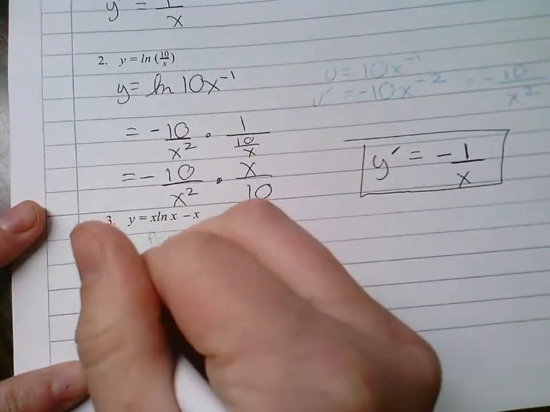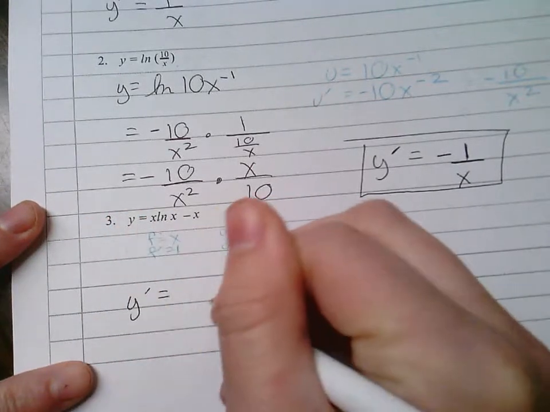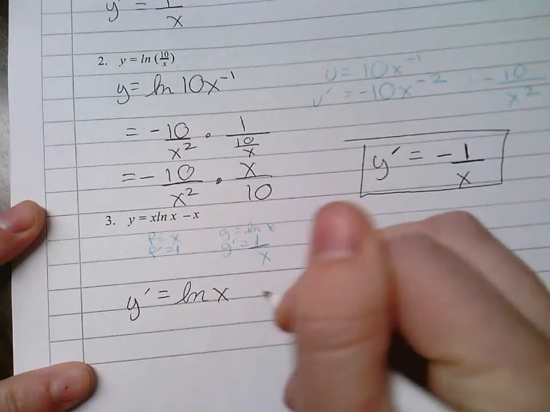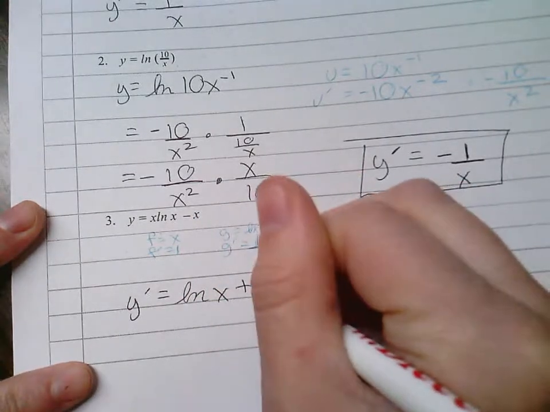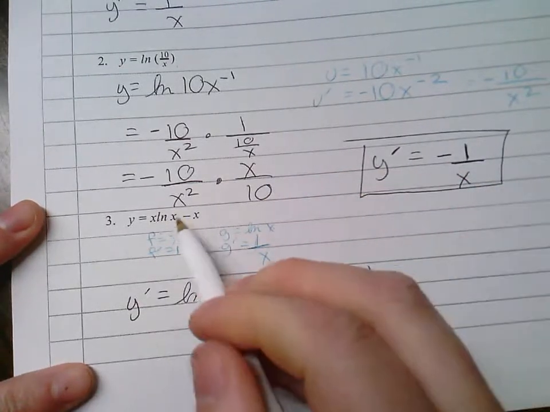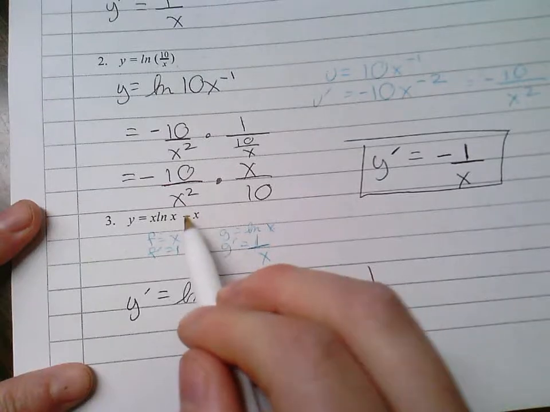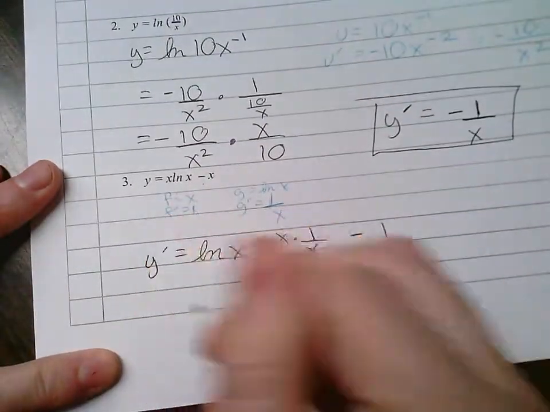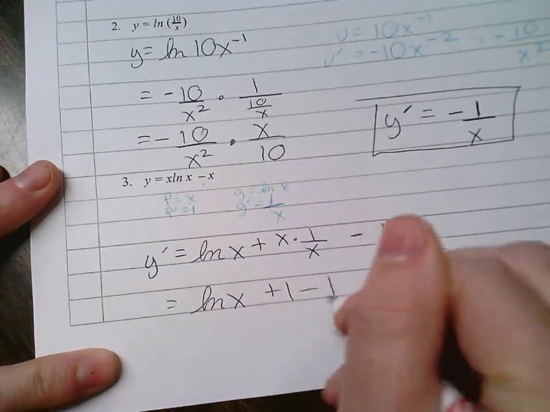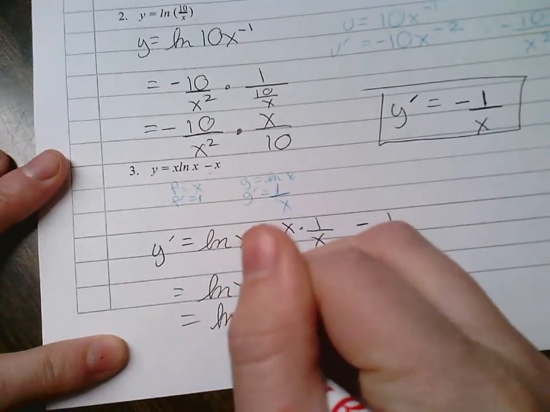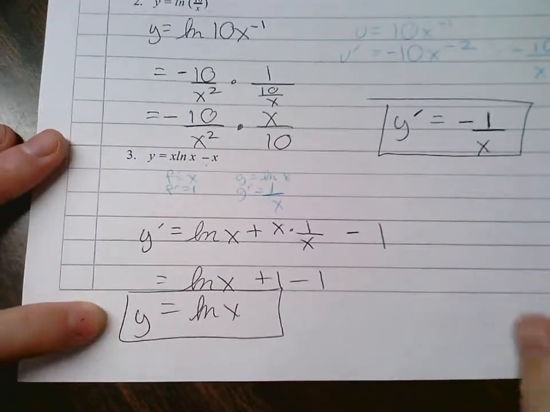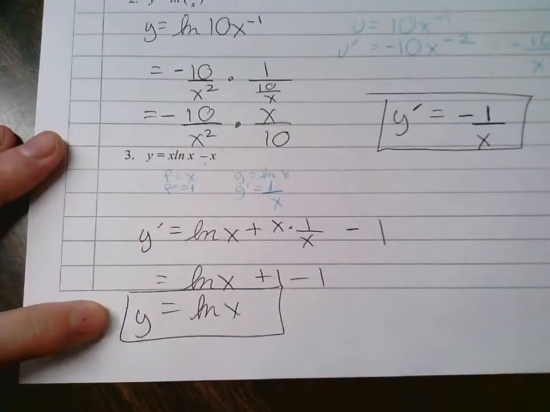So y prime is going to be ln of x plus x times 1 over x minus 1. The minus 1 comes from the derivative of minus 1 right there. So simplified, it's going to be ln of x plus 1 minus 1, which is just ln of x. Okay, and that's how you get those.